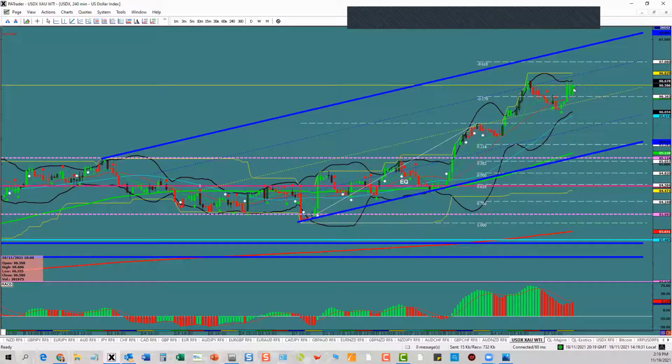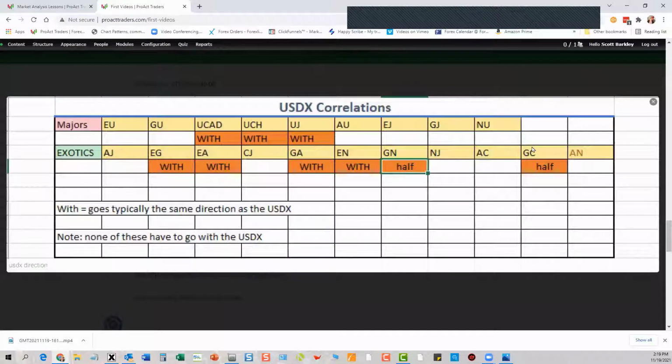Now, that means that when you go to the charts today, if you're looking live, you now look for currencies that are correlated against that dollar index. So let me pull that up for you real quick here. On our website, under first videos, there is a picture like this that you can open up, and you can take a picture and put it on your desk until you memorize it, okay? So you can see dollar CAD, dollar Swissy, dollar yen typically go with the dollar index. Why is that? Because the base currency is the dollar.